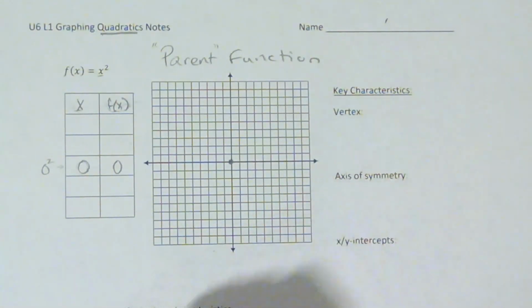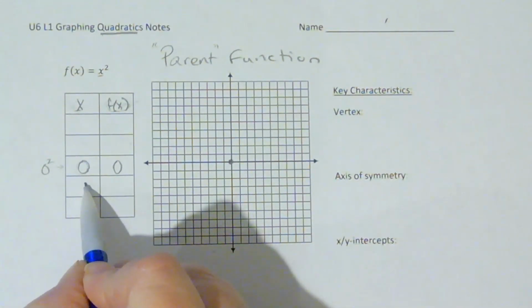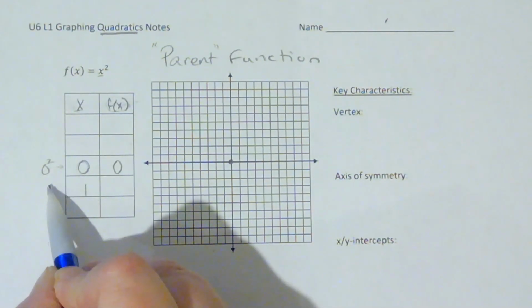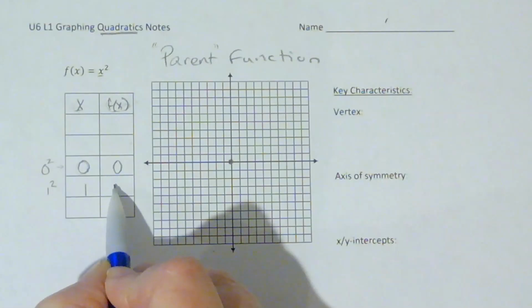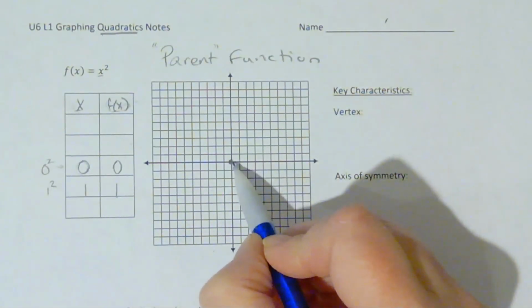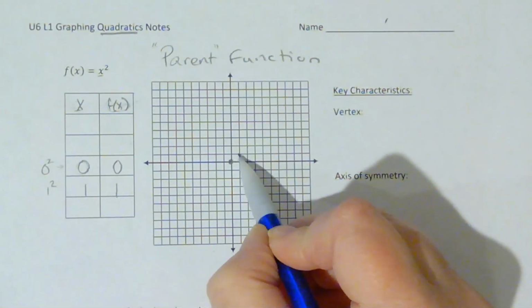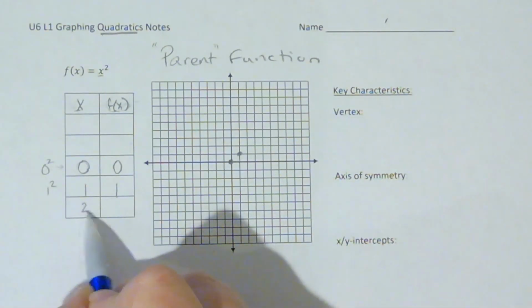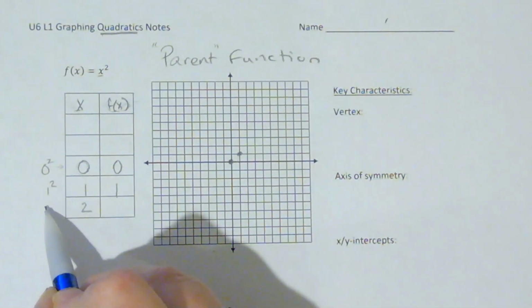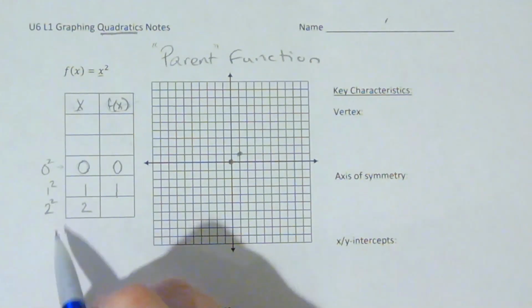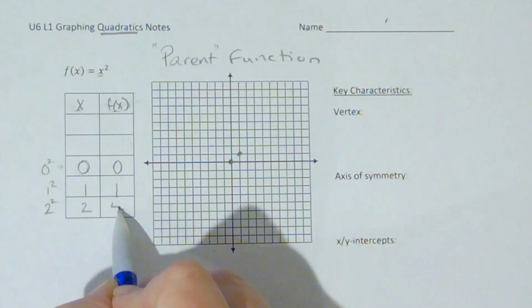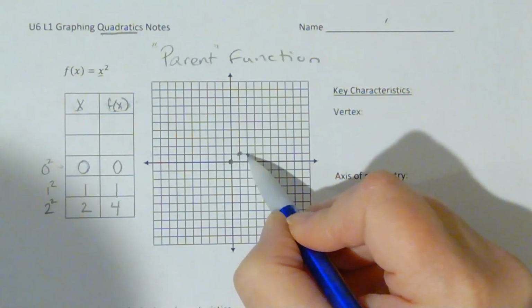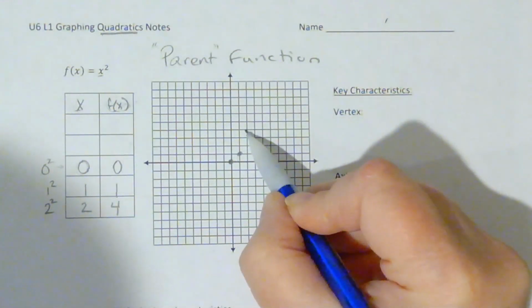And I'm going to try some positives and some negatives. So I'll try 1. I'm going to put 1 in for x. So the output is whatever 1 squared is, and 1 squared is 1. So I have a point at x = 1, y = 1. Then I want to try a value of 2 for x. So if the input is 2, the output is whatever 2 squared is. So the output is 4. So I go over 2, up 1, 2, 3, 4.